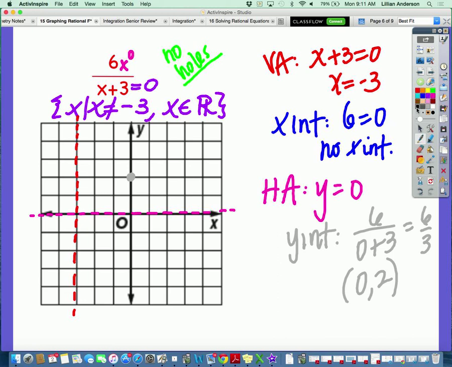Where's the first branch going to be? Top left, top right, bottom left, bottom right. Top right is going to cross through that y-intercept, be close to your vertical asymptote, same thing with your horizontal. How do I know which side to go? Because it has to cross through your y-intercept and your x-intercept, if we have one, but since we don't have one, we knew it had to cross through that y-intercept.